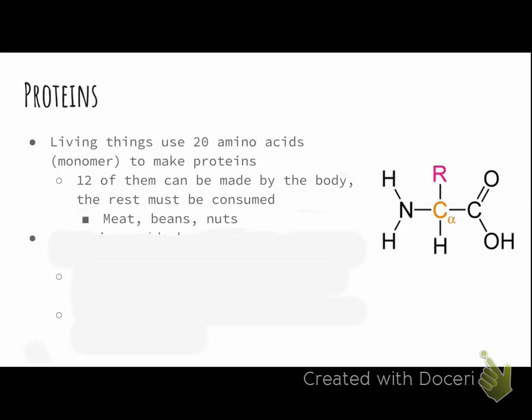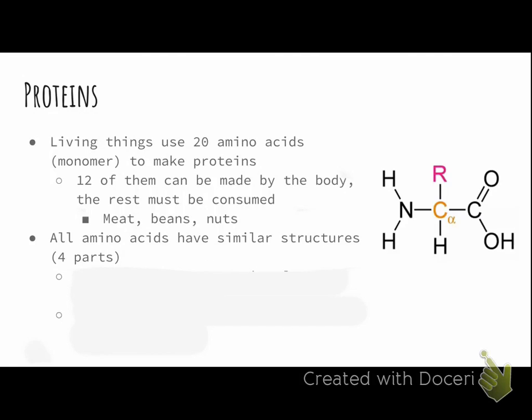Meats will provide those amino acids, things like beans, nuts. So anything you generally hear, oh, that's high in protein, it's because it contains the amino acids that we need to make the different proteins in the body. So just a reminder that all amino acids do have a similar structure.